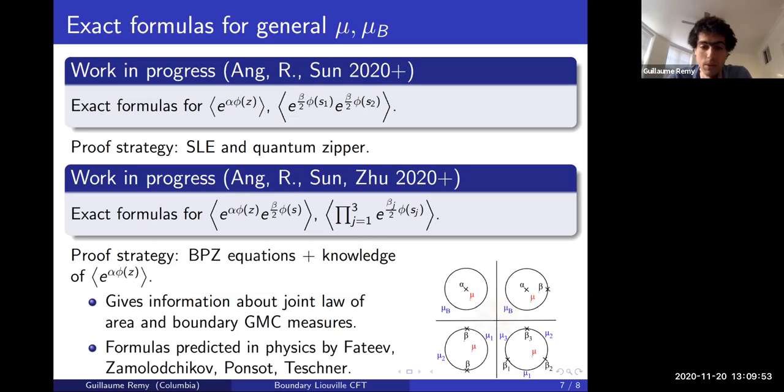One of the applications of these formulas is that when you have both the potentials, it's going to give you some information about the joint law of the area and boundary GMC measures, not just the law of the boundary.